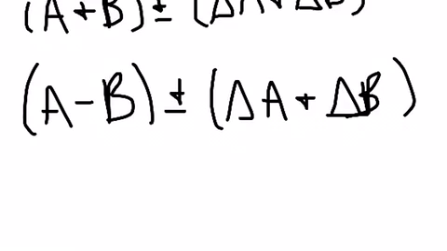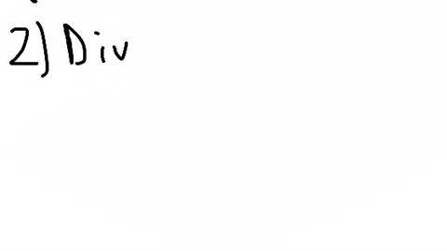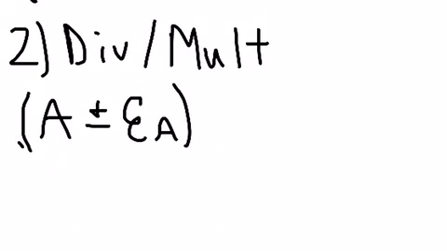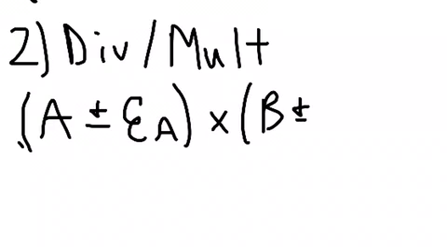Now, the second rule, rule number 2, division and multiplication. Alright, so in this case we're just going to be adding the relative uncertainties, the either percent or a decimal amount of the measured quantities. So let's say we have quantity A with uncertainty epsilon sub A, and we're going to multiply that by B, which has uncertainty epsilon sub B.